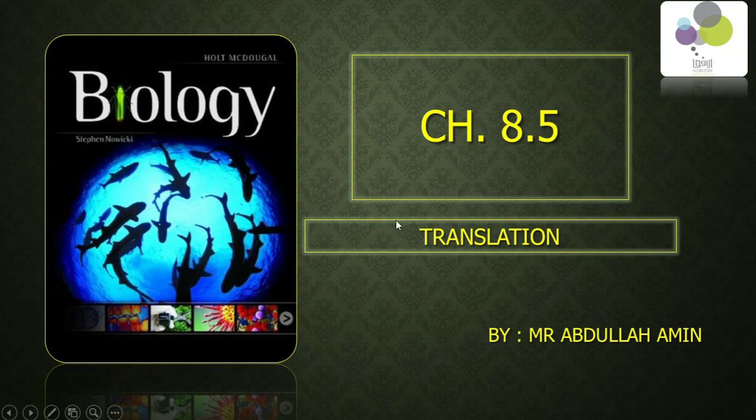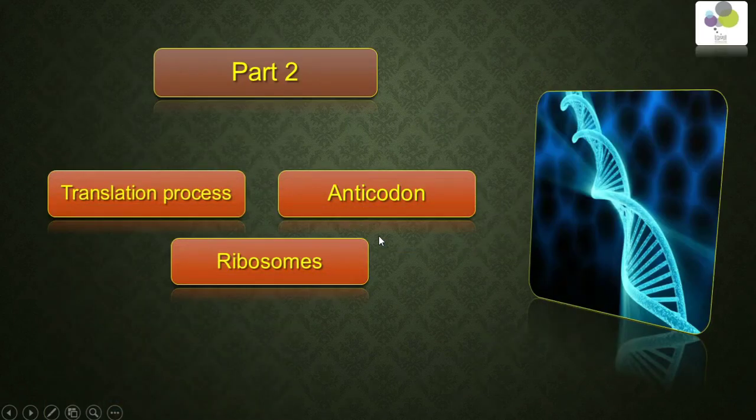And today, inshallah, we are going to explain chapter 8.5, the second part of translation. In this part, inshallah, we are going to know what is anticodon and the protein factory, which is ribosomes, and how translation process happens. Okay.